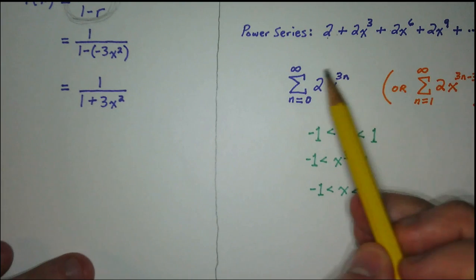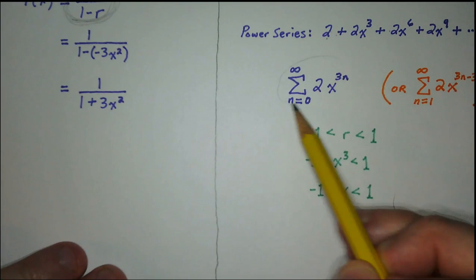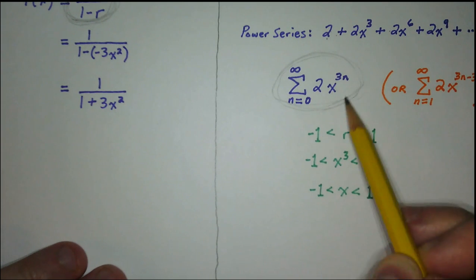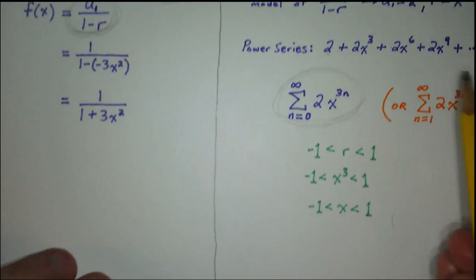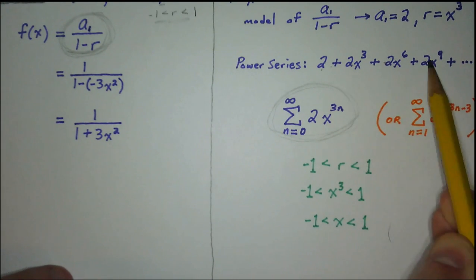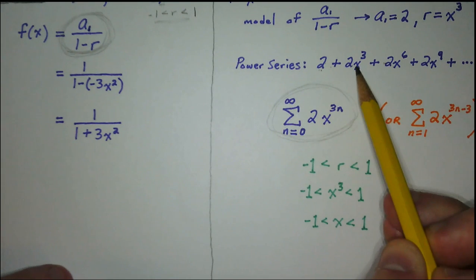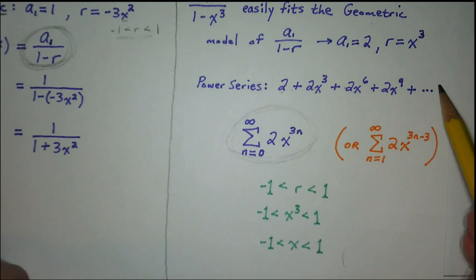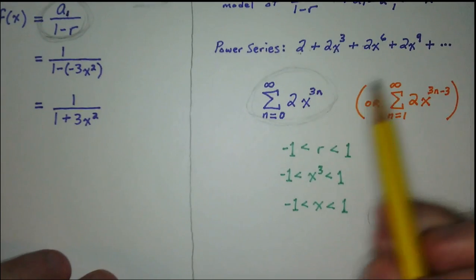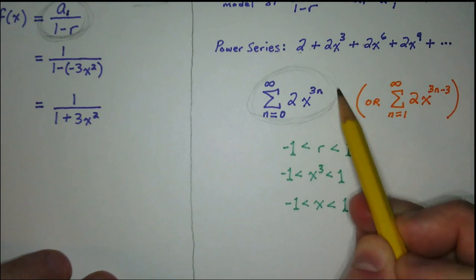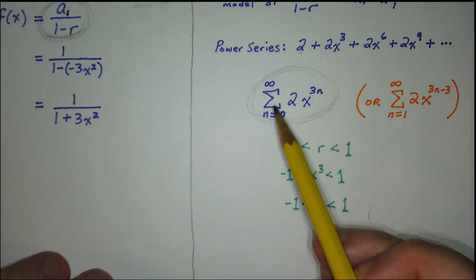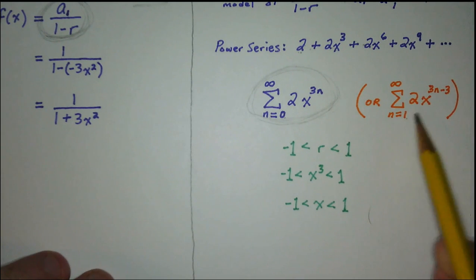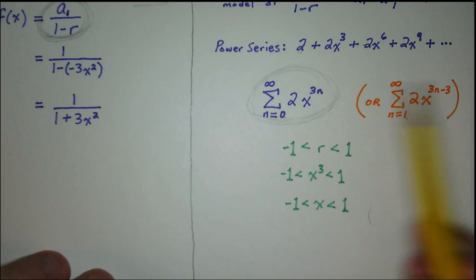Anywho, if you want to give the sigma definition, that would be a pretty good version of the sigma shorthand, because these terms go on forever: 2 plus 2x cubed plus 2x to the 6th plus 2x to the 9th plus 2x to the 12th plus 2x to the 15th. It literally goes on forever. So you could write it out that way. I hope this makes sense. And this would be starting at 0. If you wanted to adjust it for starting at 1, you'd have to adjust this a little bit, but whatever.